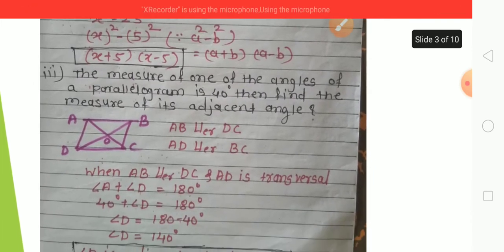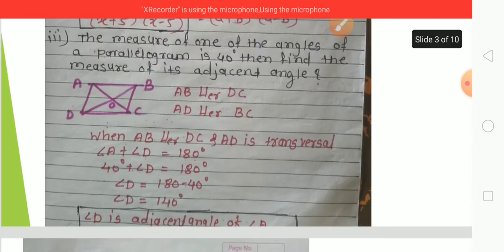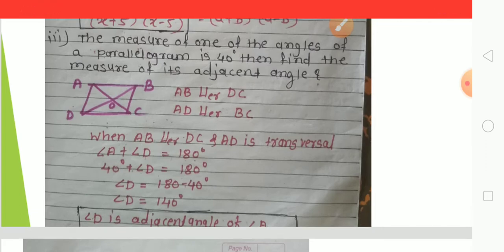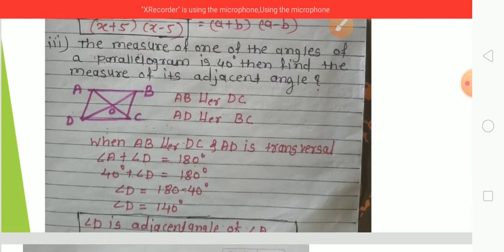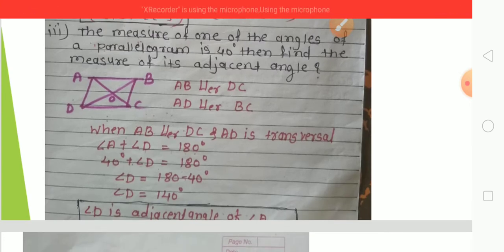The next question: the measure of one of the angles of a parallelogram is 40 degrees. Then find the measure of the adjacent angle. So AB is parallel to DC and AD is parallel to BC. When AB is parallel to DC and AD is the transversal, angle A plus angle D is equal to 180 degrees. When two lines are parallel to each other with one transversal, their interior angles are supplementary. The sum of the remote interior angles is supplementary, 180 degrees. So angle A plus angle D is 180 degrees.